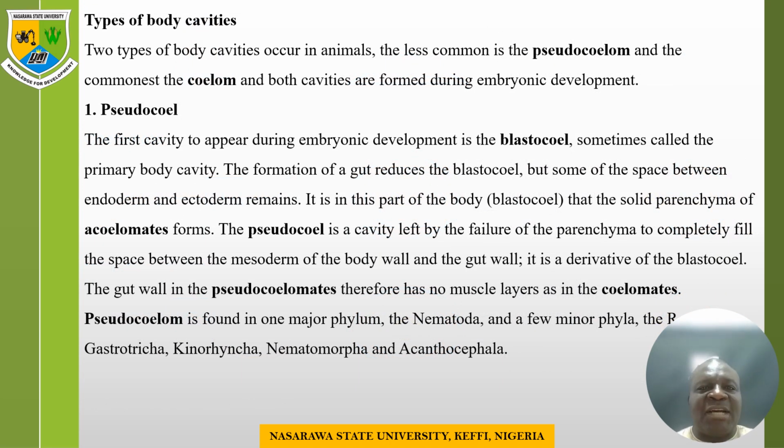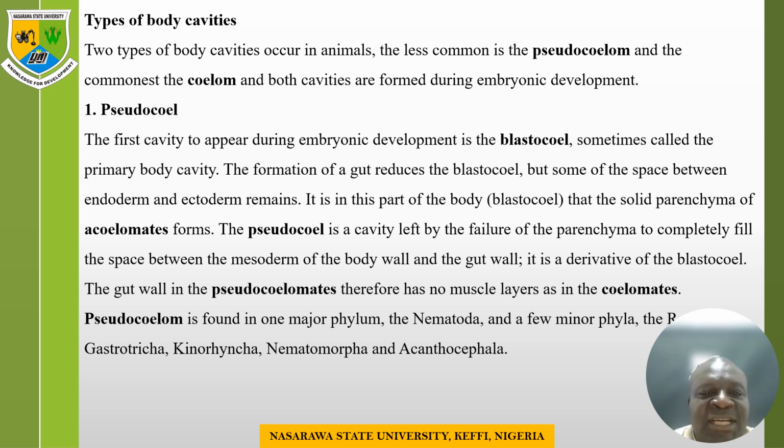Now on the types of body cavity, we have two types of body cavity that occur. As I mentioned earlier, we have the pseudocoelom, and the commonest one is the coelom. And these body cavities are formed during the embryonic development. The pseudocoel, the first cavity that appears during the embryonic development, is known as the blastocoel. Sometimes it is also called the primary body cavity of the organism. The formation of the gut reduces the blastocoel, which in between the ectoderm and the endoderm also remains.